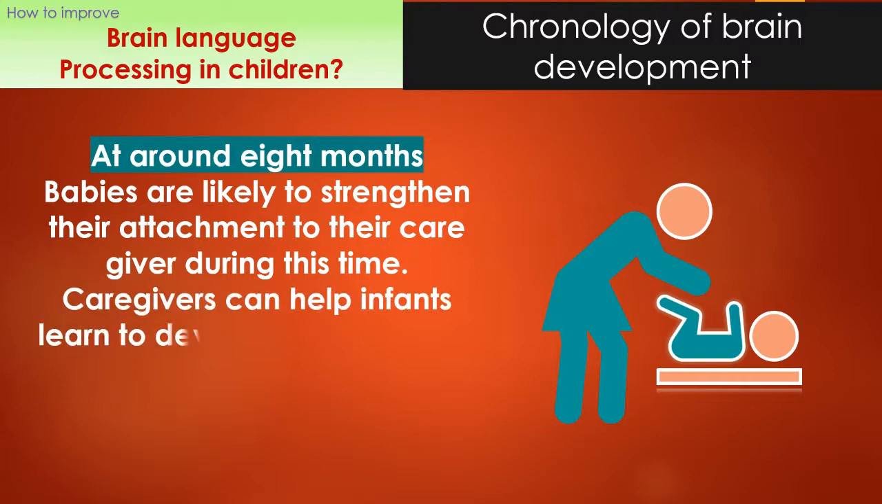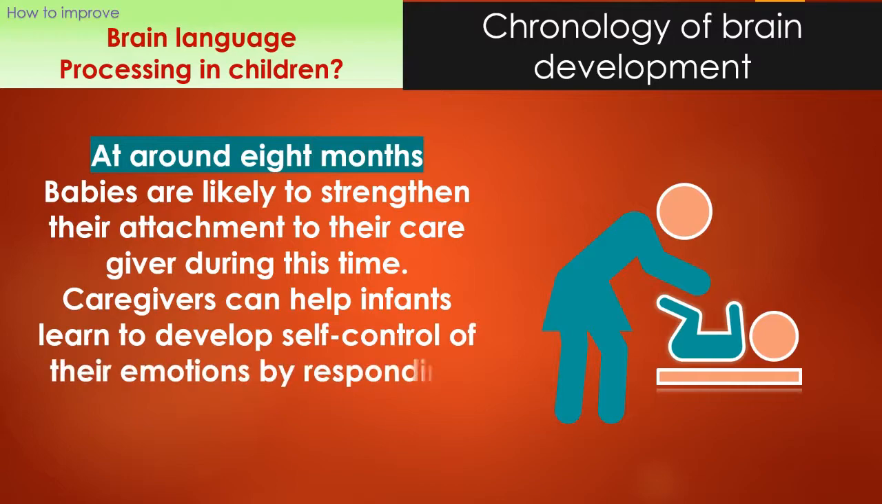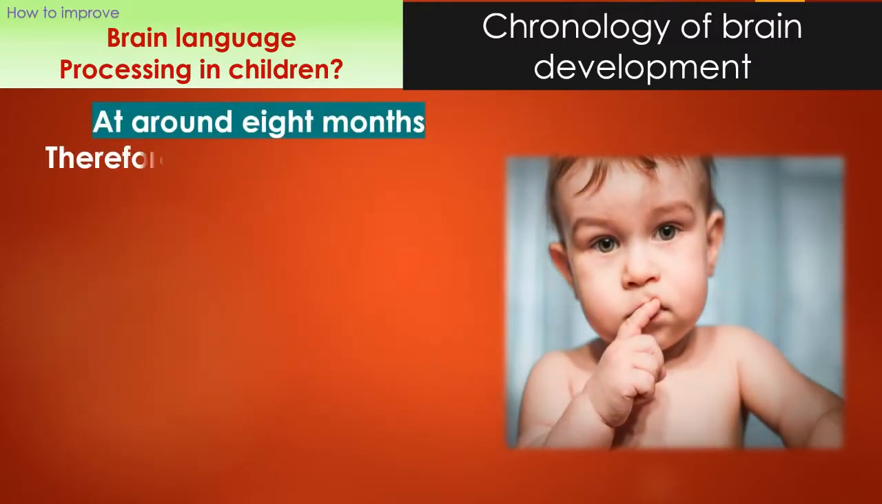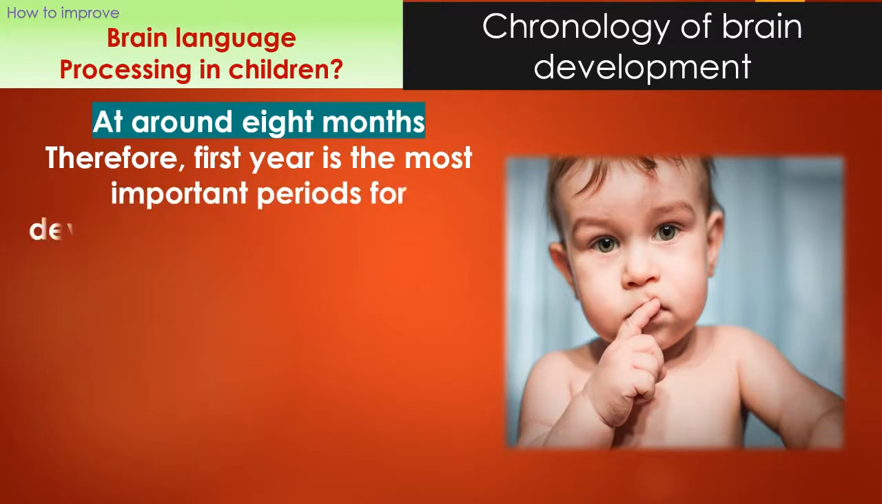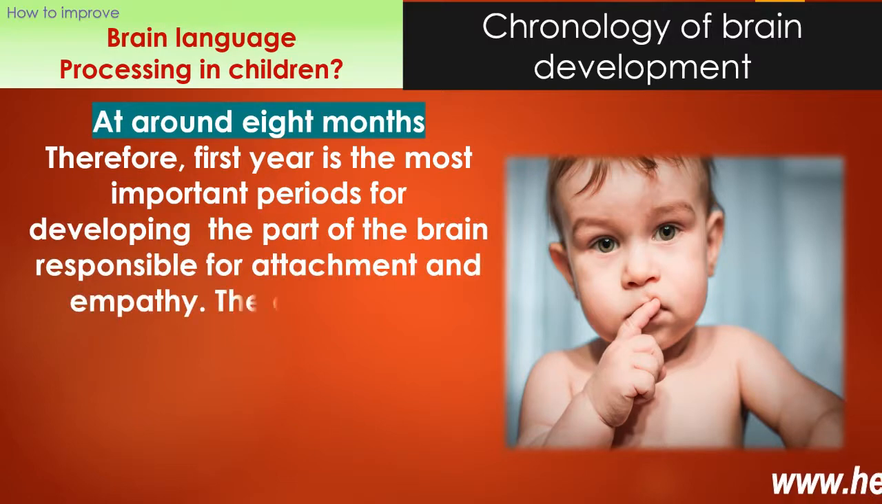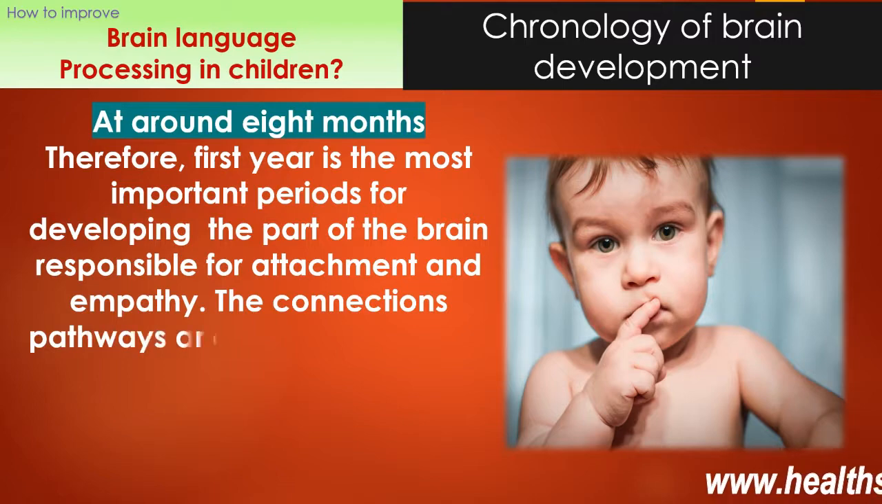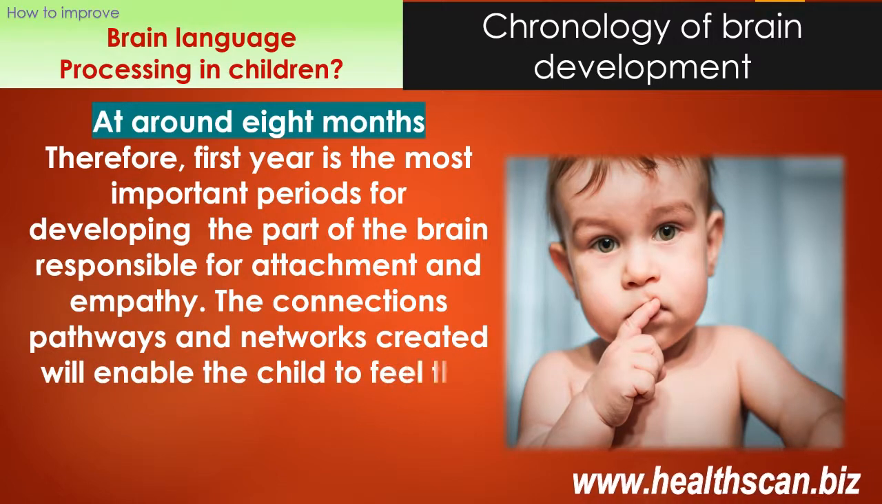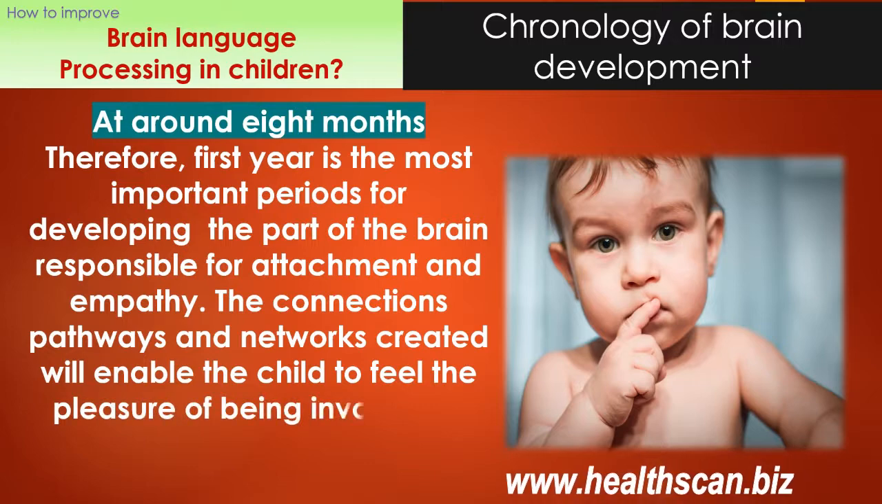Caregivers can help infants learn to develop self-control of their emotions by responding sensitively to their emotional state. Therefore, the first year is the most important period for developing the part of the brain responsible for attachment and empathy. The connections, pathways, and networks created will enable the child to feel the pleasure of being involved in close, secure, nurturing relationships.